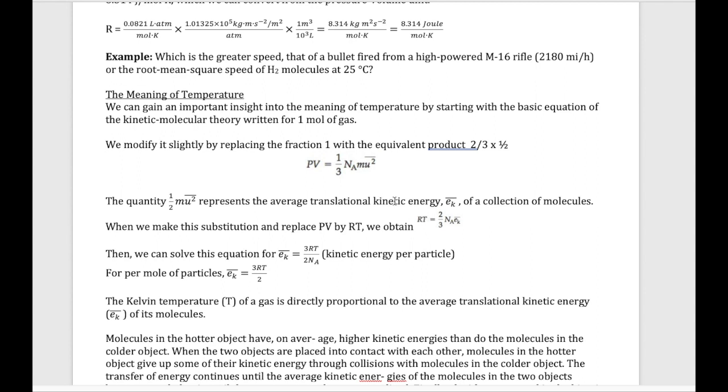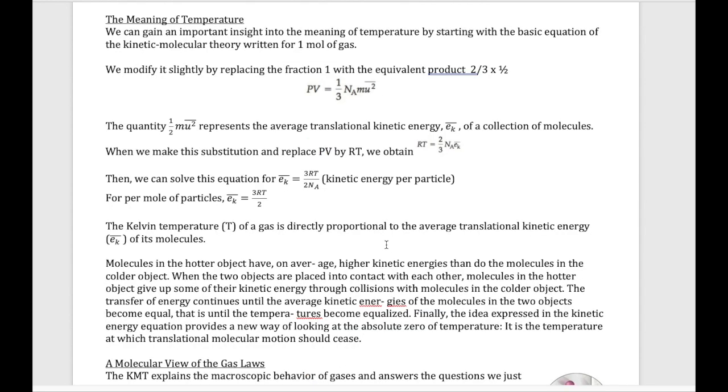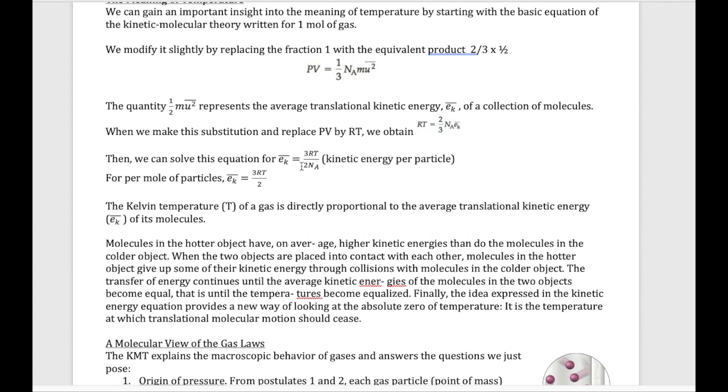So then our expression becomes RT equals 2/3 Avogadro's number times the average kinetic energy. EK here is the symbol for the average translational kinetic energy, which is just the kinetic energy used for particles moving back and forth. If we rearrange this equation to solve for the kinetic energy, we get EK equals 3RT over 2 times Avogadro's number. This would be the kinetic energy you get for one particle because you're dividing by Avogadro's number.